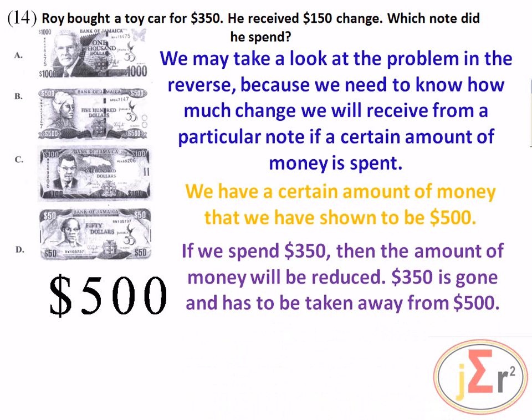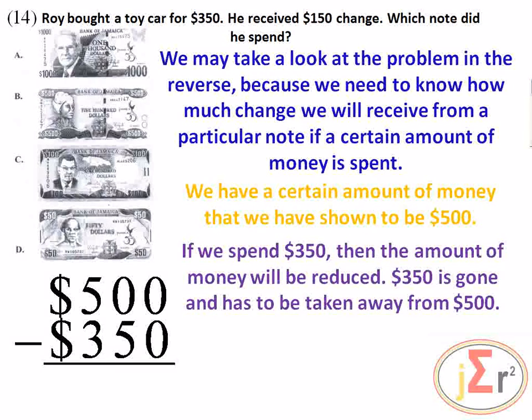$350 is gone and has to be taken away from $500. So if we had the amount of money and we had the cost of the car, then we may be able to determine the amount of change that we should receive. So we are not taking this problem and just solving it.